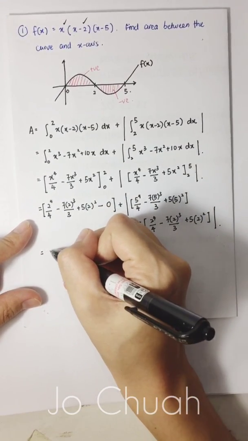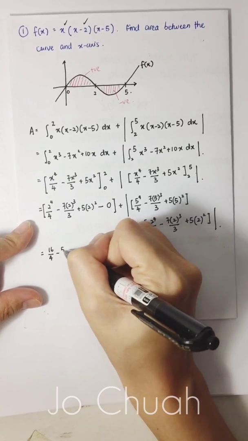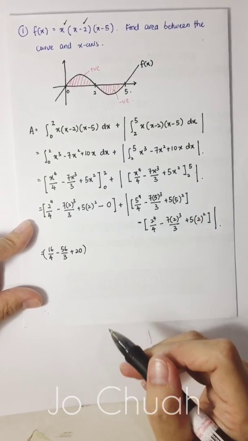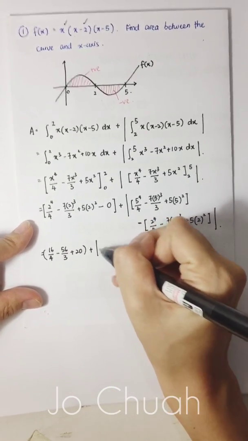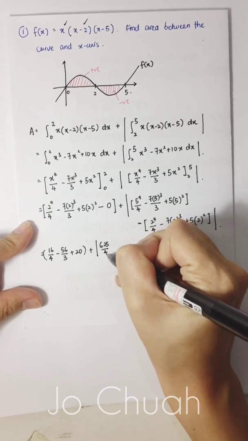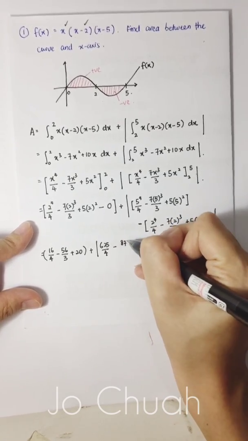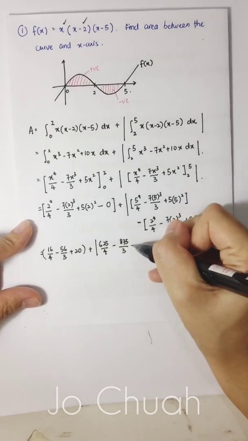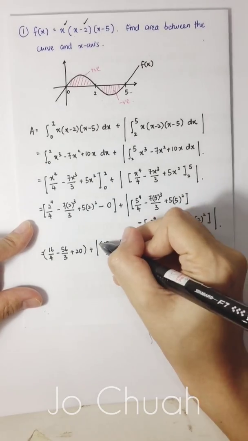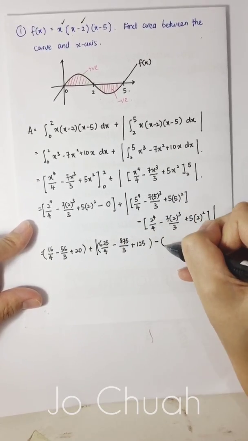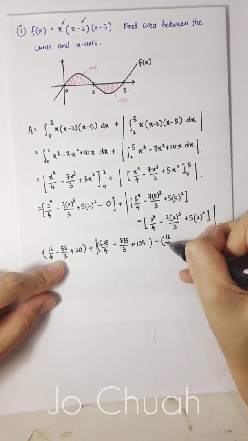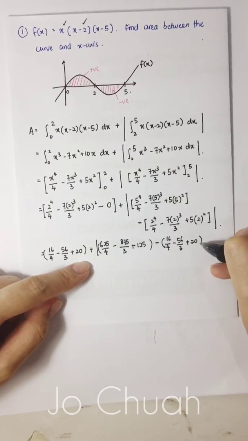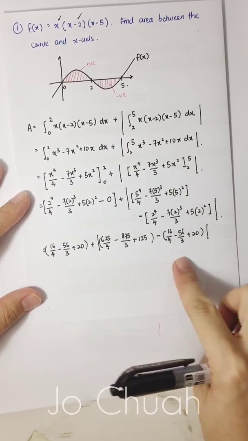So after that, you can get 16 over 4 minus 56 over 3 plus 20 for the first part. Right, plus modulus 625 over 4, 875 over 3 minus, was it a plus? Yeah, plus 125 for the first part, minus the same thing here, because it's exactly the same substitution, right? 56 over 3 plus 20, close bracket, modulus. Then you can check the calculator.